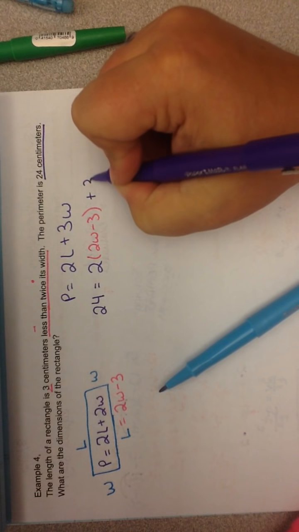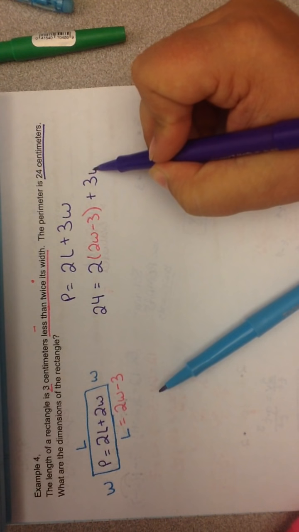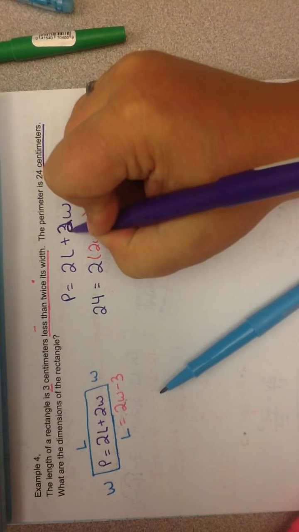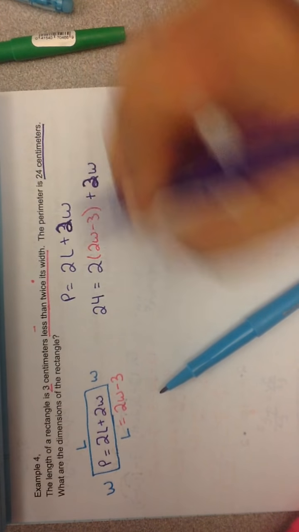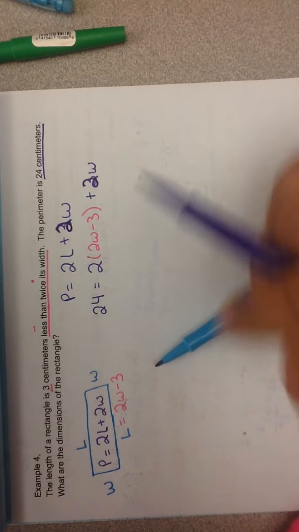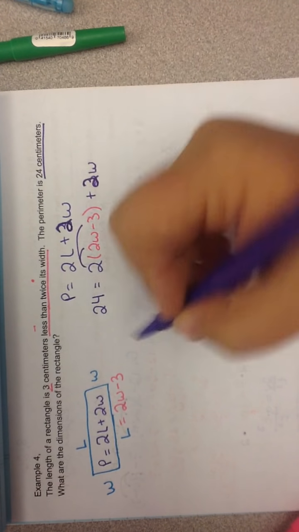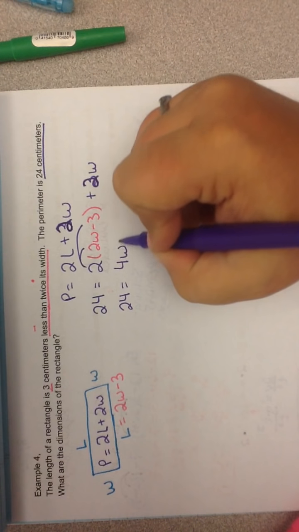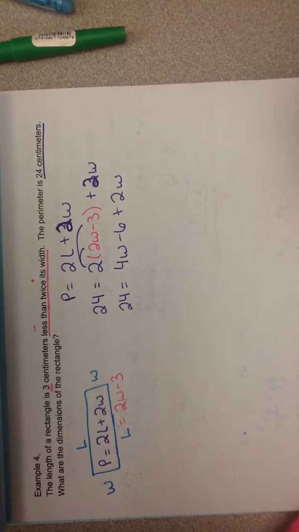And then 2 times W, and I've already got a W. There are only 2 widths, look at the picture. 2 widths. So 24 equals 2 times (2W minus 3), that's 4W minus 6, plus 2 more sides, 2W. I apologize for my mistakes.